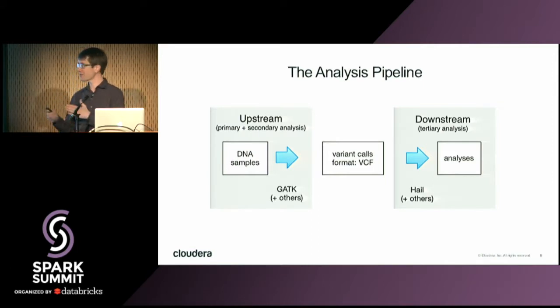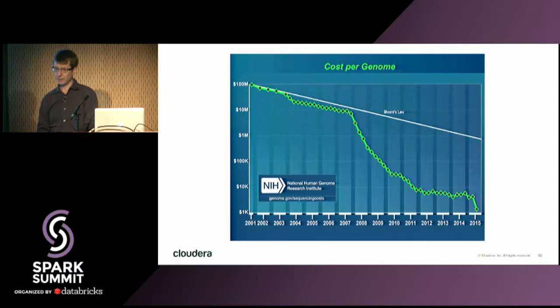And that's done by a program in Spark, which is called GATK, which I'll talk about next. And then the downstream part is where the scientists kind of live, and they want to do analyses on collections of variants using this program called Hail, which I'll talk about in a bit more detail. So before I move on to that, I'm going to talk about why this is relevant now and why genomics is such a big deal.